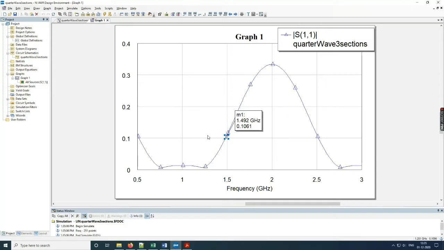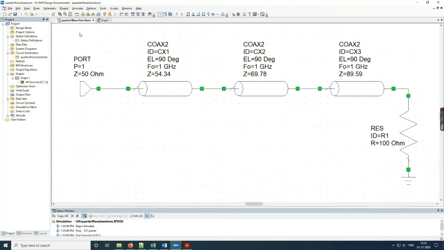Therefore, if you want broader bandwidth for matching, you need to increase the number of sections. But the drawback is that each section is lambda by 4 in length, and therefore these lines will consume a lot more additional area. So there is a lot of research going on on how to make compact impedance matching sections which are also able to provide very high matching bandwidths.